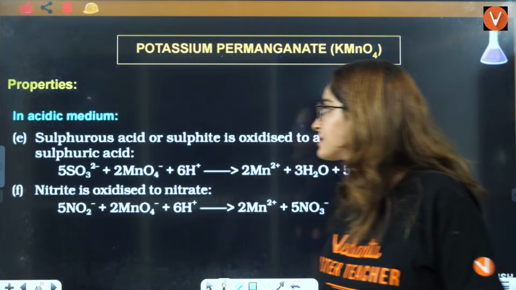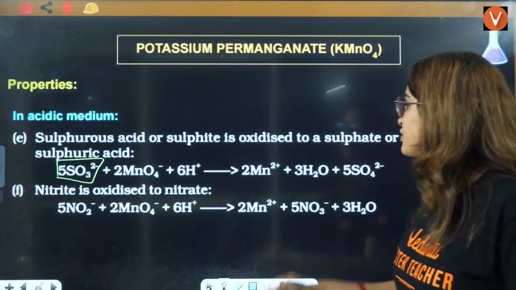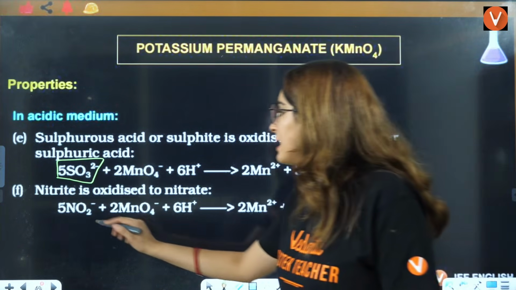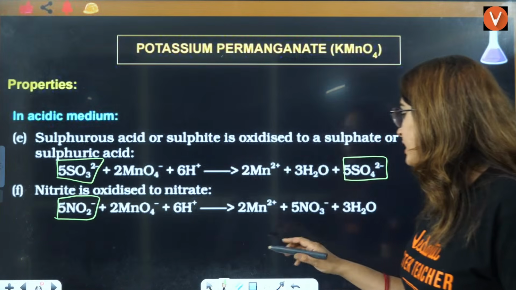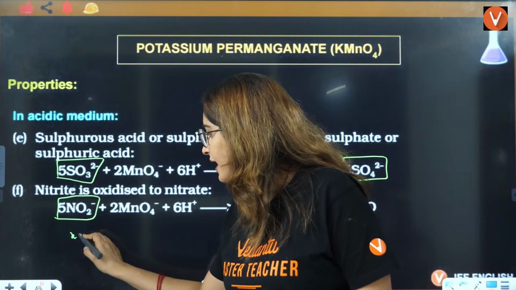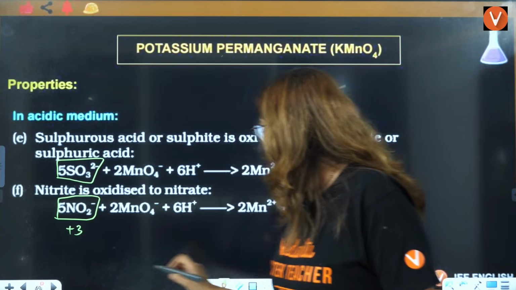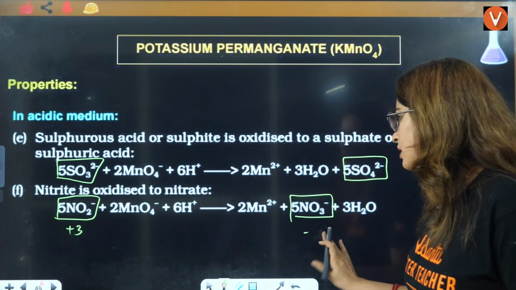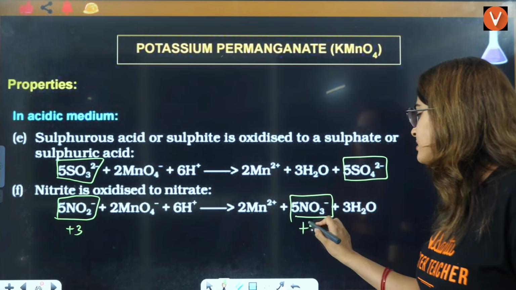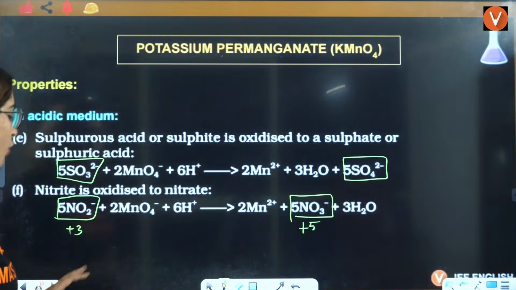Okay, directly you can see that SO3 2 negative is directly converted to SO4 2 negative, increasing the oxidation number. NO2 negative is directly converted to NO3 negative. As you can see here, x minus 4 is equal to -1, so it will be 3 here. And here it will be x minus 6 is equal to -1, that will be 5 here. So you can see the oxidation number is always increasing, so it is acting as a very good oxidizing agent.